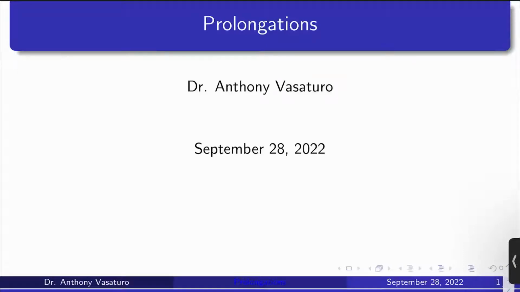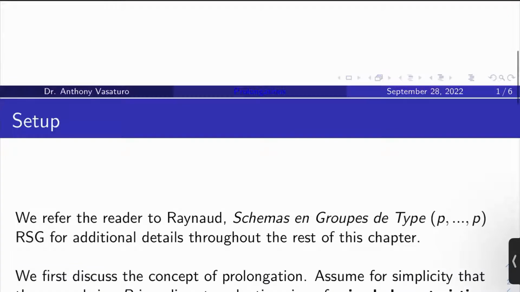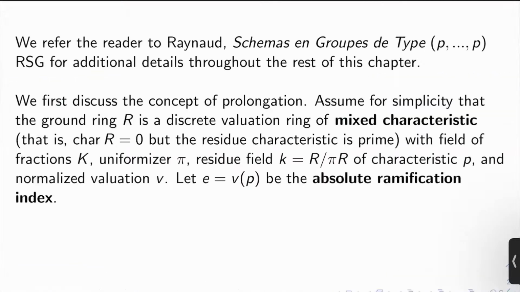Today's video will be on prolongations. So we're going to start pushing towards Raynaud's results that we're going to use in the proof of Fermat's last theorem. So the setup is this. First of all, I'll just refer you to Raynaud's type PPP paper, which I'll call RSG from here on out, for additional details throughout the rest of this entire chapter, chapter 5 of my notes.